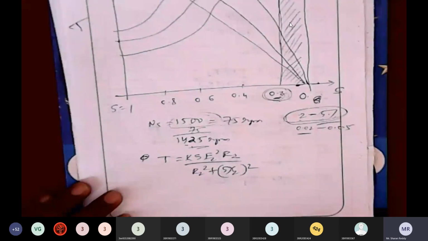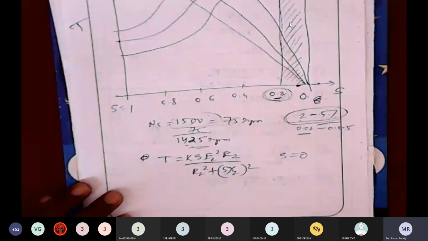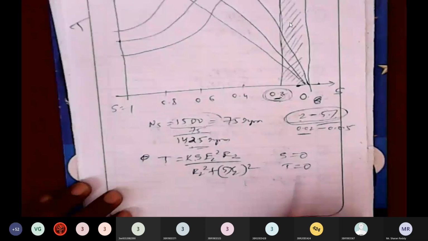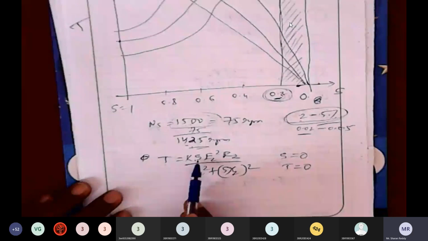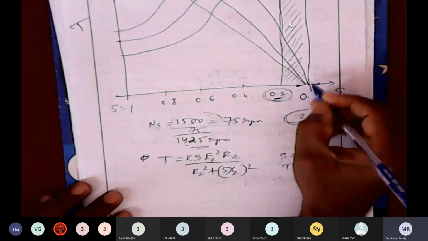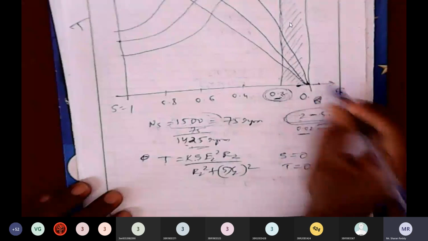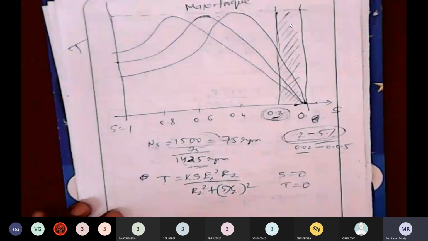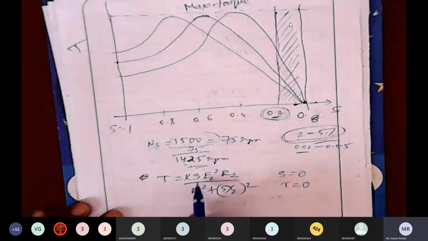If you see, when the slip is equal to 0, what is the torque value from this equation? If I substitute slip equal to 0, torque is also 0. Hence, the torque-slip characteristic curve starts from 0, because when the slip is 0, torque is also 0.